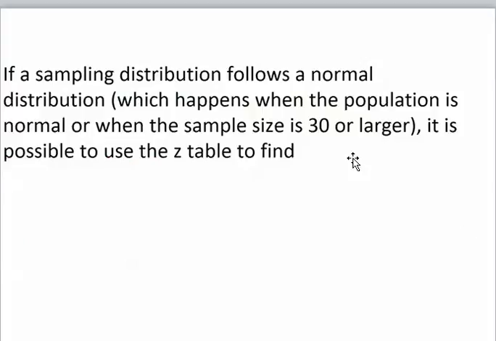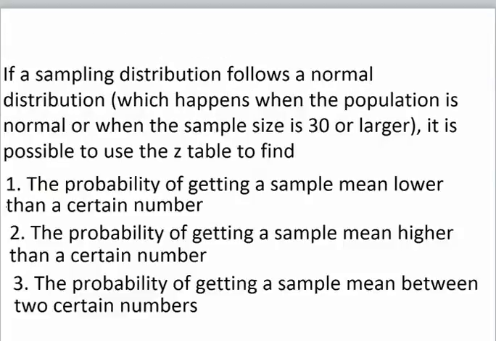Now we'll move into some questions in which we actually use the z-score of a sample to find the probability of getting a certain sample mean. A sampling distribution follows a normal distribution, meaning it has a normal curve, or at least a roughly normal curve. Then it's possible to use the z-score of a sample to find the probability of getting a sample mean lower than a certain number, the probability of getting a sample mean higher than a certain number, or the probability of getting a sample mean between two certain numbers. We'll go through an example of each type of question.